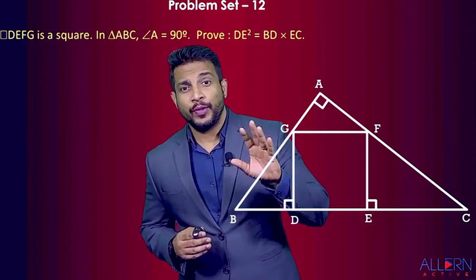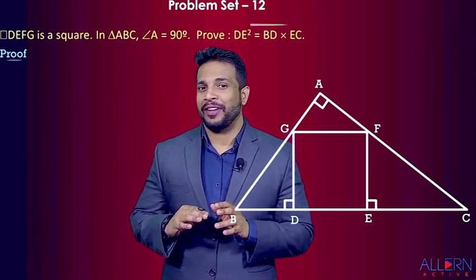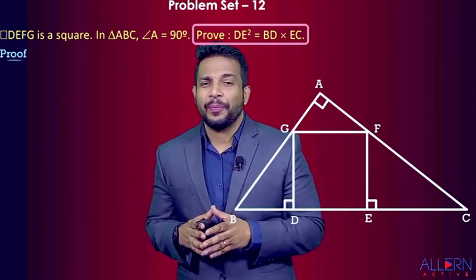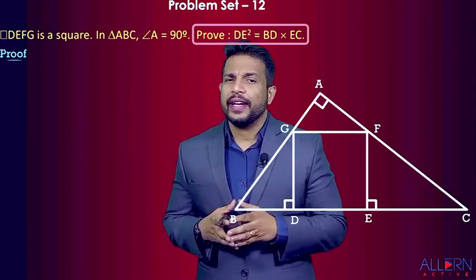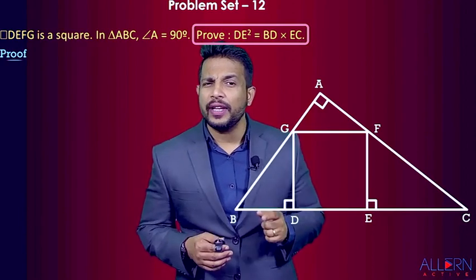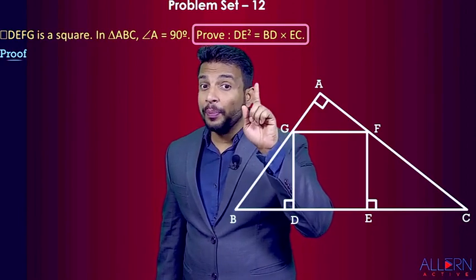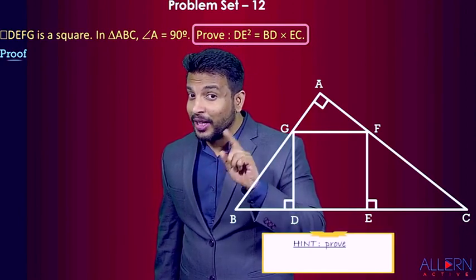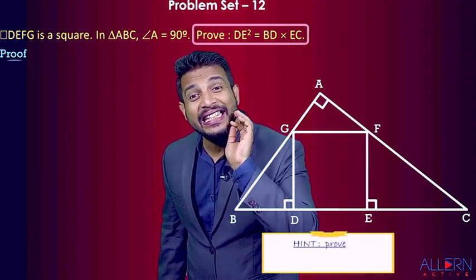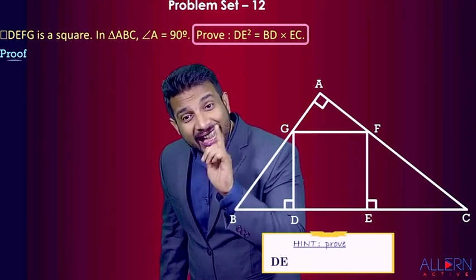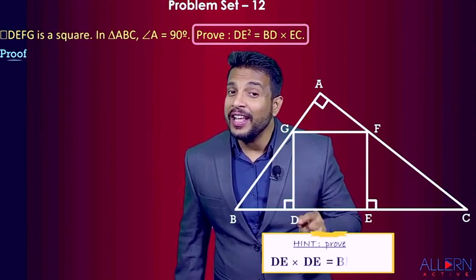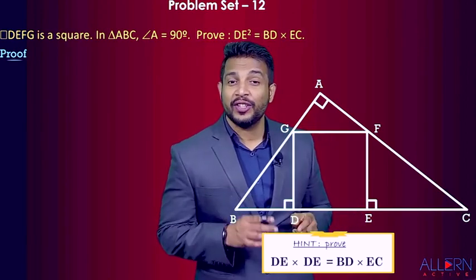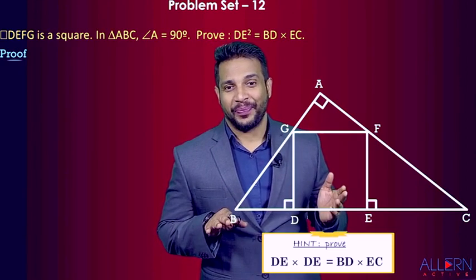Okay. Now, when we look at the proof, it seems to be very difficult. No, but it is going to be very interesting. Now, let's analyze this proof to understand how to approach the sum. It says DE square equal to BD into EC. Isn't this in the form of a product equal to product? If you look at the left hand side, it is DE square, meaning DE into DE, right? That is equal to BD into EC. Actually, what we have here is a product equal to a product.